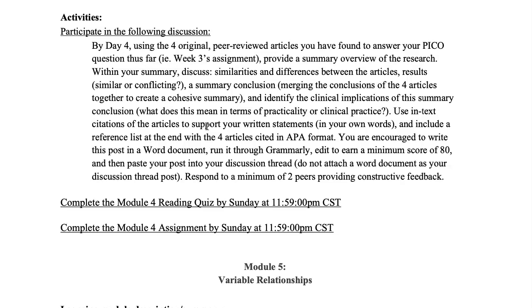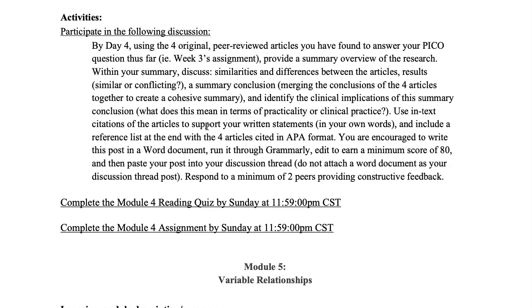Okay, this is similar to what you did in module 3 with the table, so you can use some of that information that you've included. The stat stuff is not in there, but some of the summary stuff should be in there. Make sure that you cite your articles using APA in your statements, and include a reference list of the different articles at the end of your post following APA.